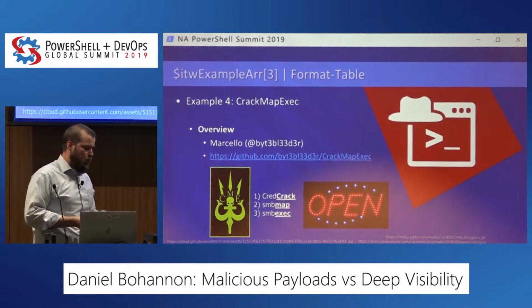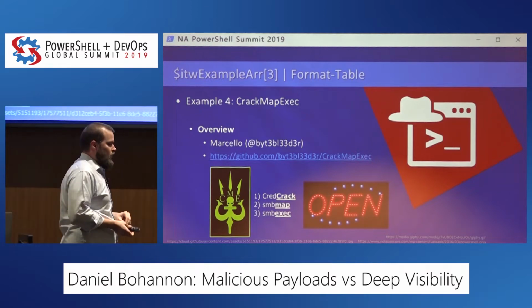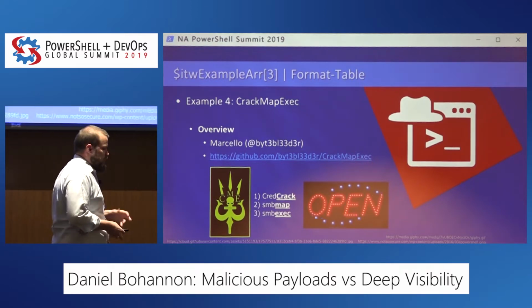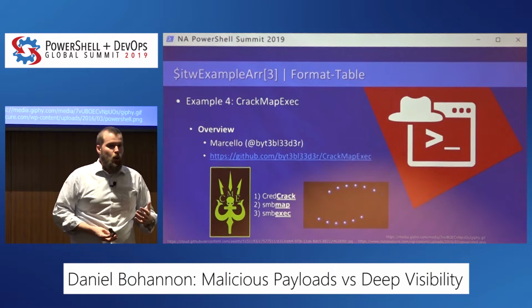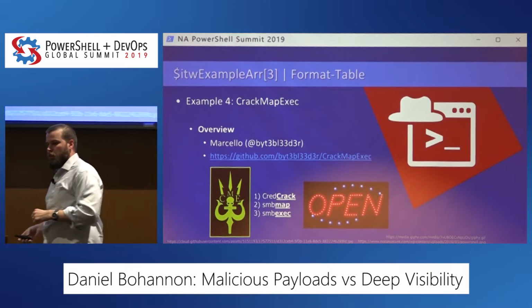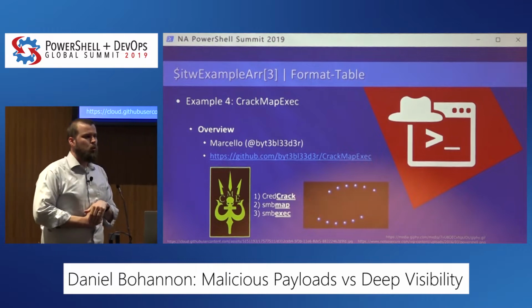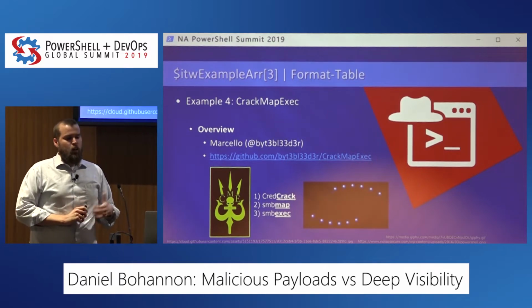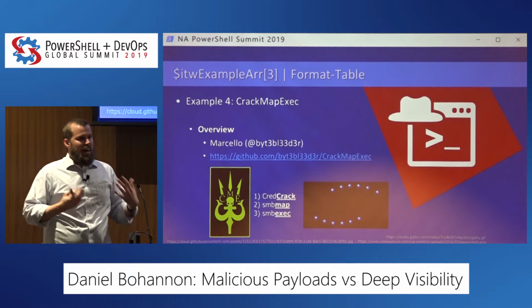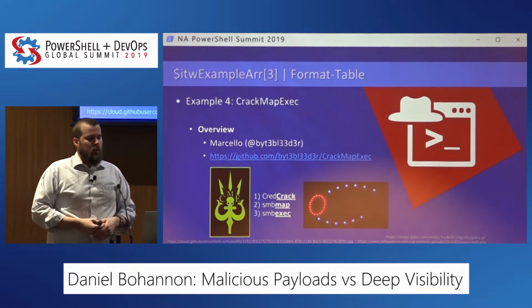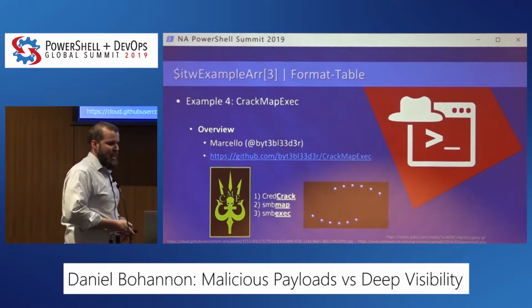All right, so those are some of the things that we see in the wild. The next 3 samples we're going to look at, we definitely see in the wild, but it's a bit easier if you want to get your hands on the code because it's all open source out in GitHub. The first one is a tool called Crack Map Exec, written by a guy named Marcelo, and it is a combination of 3 additional tools: CredCrack, SMB Map, and SMB Exec.